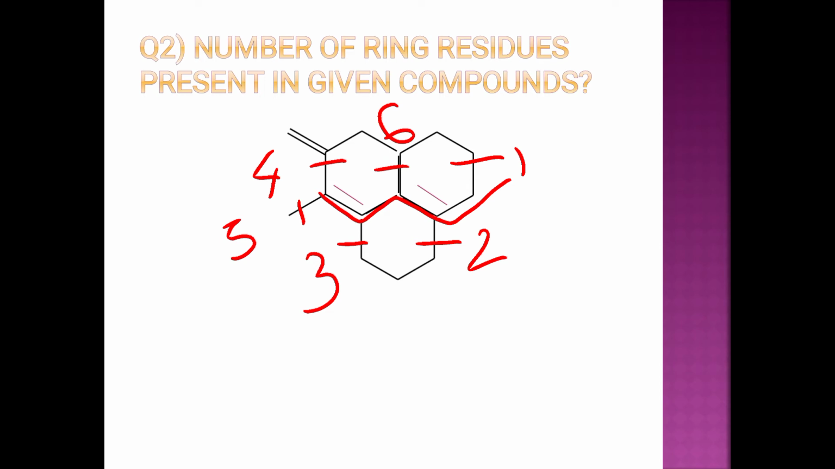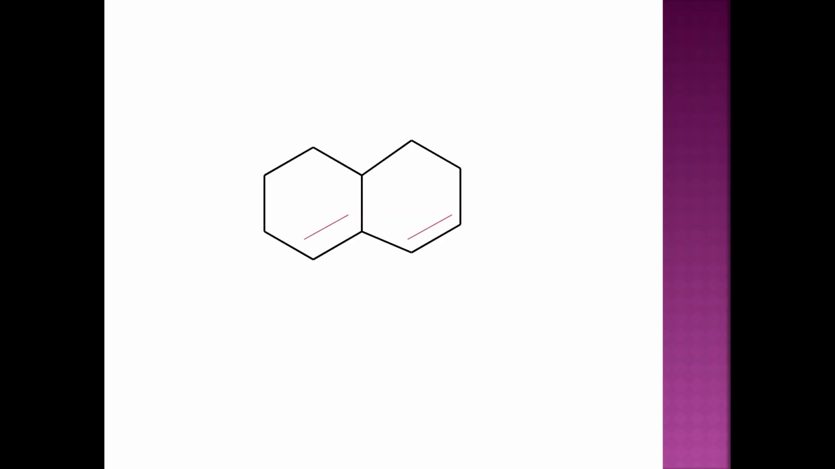You need to see for the ring residues only across the conjugated system or your diene system. Now here we have to determine the lambda max values for the given compound.